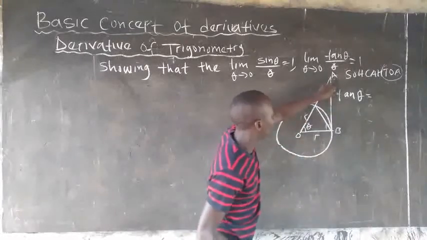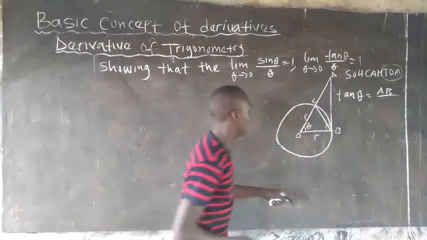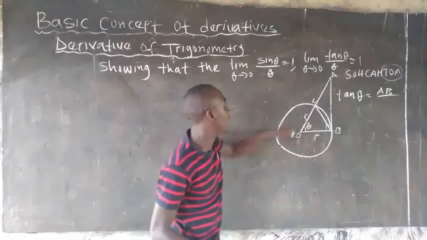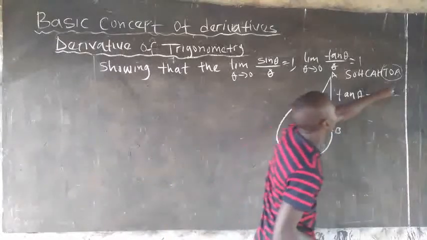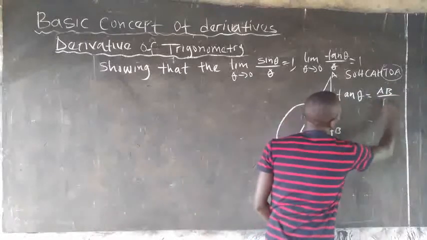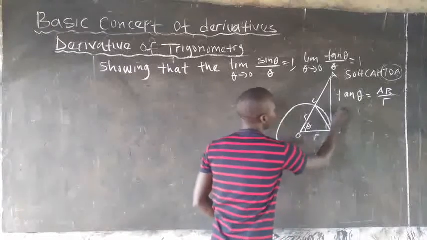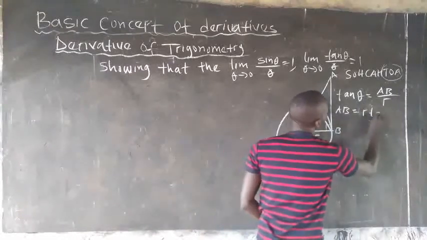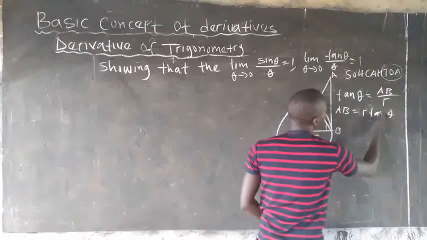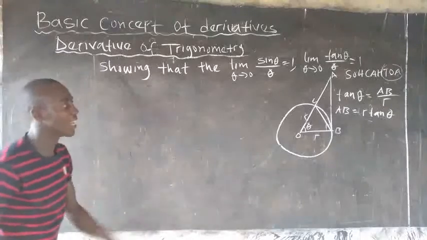So here the opposite is line AB, AB over adjacent. This part is my adjacent, while this OA is my hypotenuse. So it is opposite over adjacent. So here I can make AB the subject of the formula by saying AB equals R over tan theta.